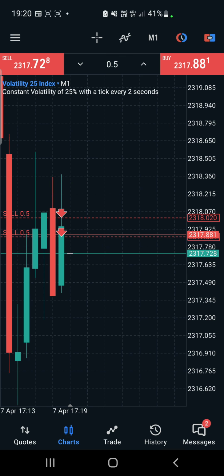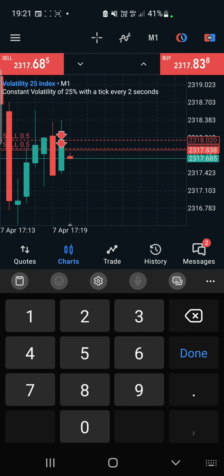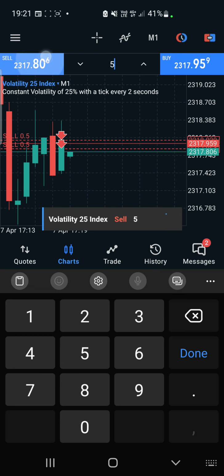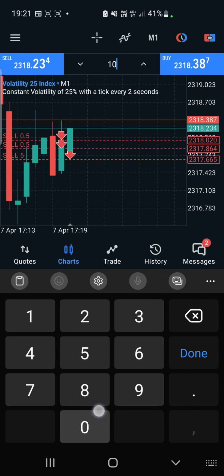Let's say I was to use a bigger lot size and then I say 5. Look at the difference here. This one right here, I used 5.0. Look at the difference. I'd be losing more if I used 5.0. You understand? I'd be losing more.